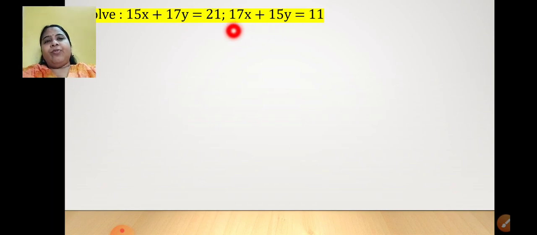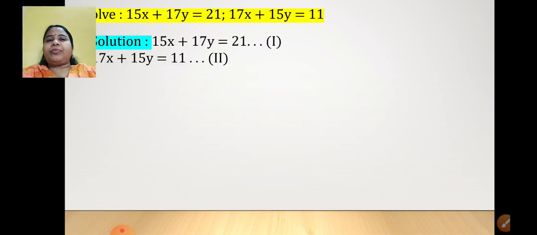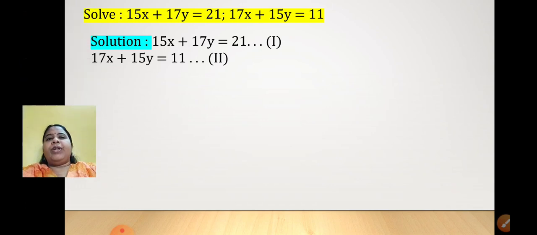I am not telling you exactly this will be asked, but this type of question they have kept, and this type of question is important. Okay, so let's see how it can be done. Whenever you are solving linear equations in two variables, the first step should be numbering the equations properly. Number the first equation as 1 and the second equation as 2. That is always the first step.